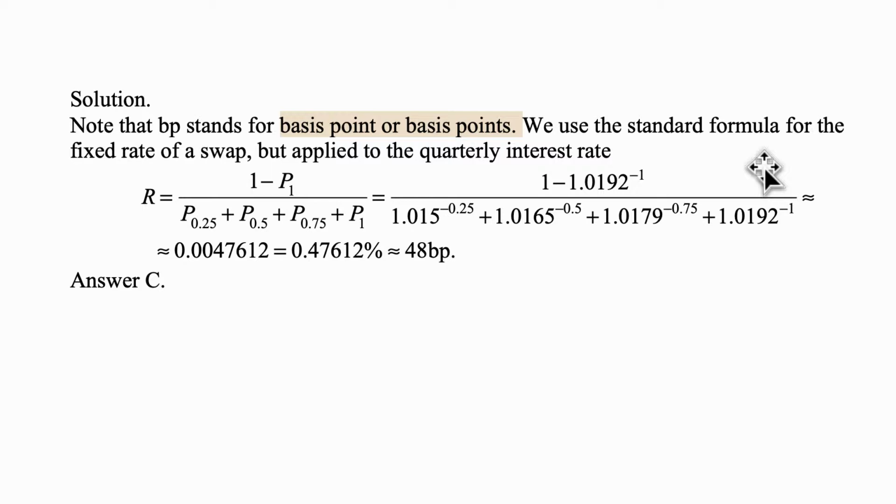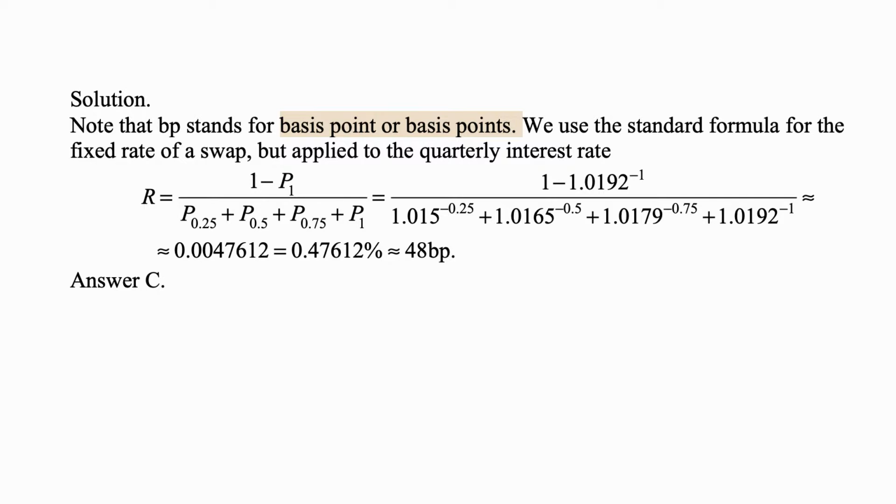We use the standard formula for the fixed rate of a swap, but applied to the quarterly interest rate. And what is the standard formula? Well, it's the fixed rate is equal to 1 minus the price of a zero coupon bond maturing at the end of the swap, divided by the sum of the prices of the zero coupon bonds that correspond to times of payments. And in this context, it will be the rate over time unit, which is the time between payments. So it will be a quarterly rate that we will get.